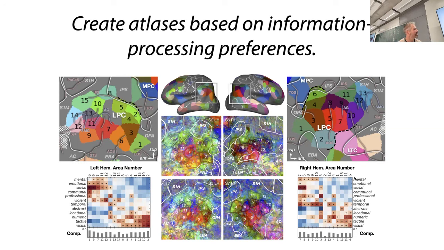So you have certain mental axes of a semantic space, like how mental is it, how emotional is it, how social is it. You have other things like how abstract is it, is it tied to location, is it numeric? It turns out, by the way, that if you look at the map for numeric, you actually see these numerosity maps back. So it all ties together, these semantic types of information processing and things that we know from other examples.